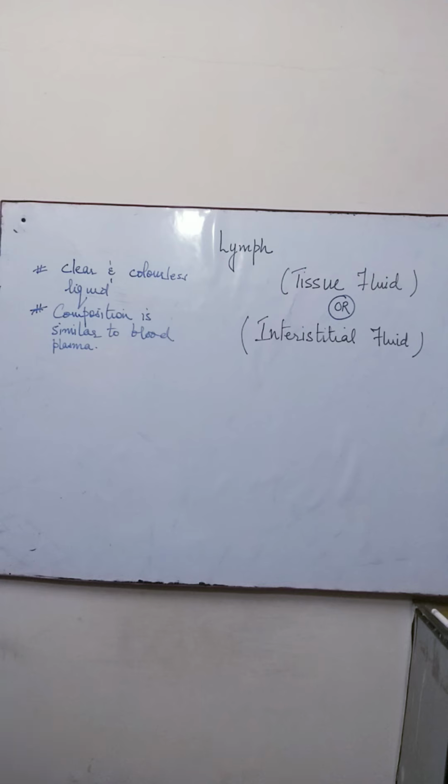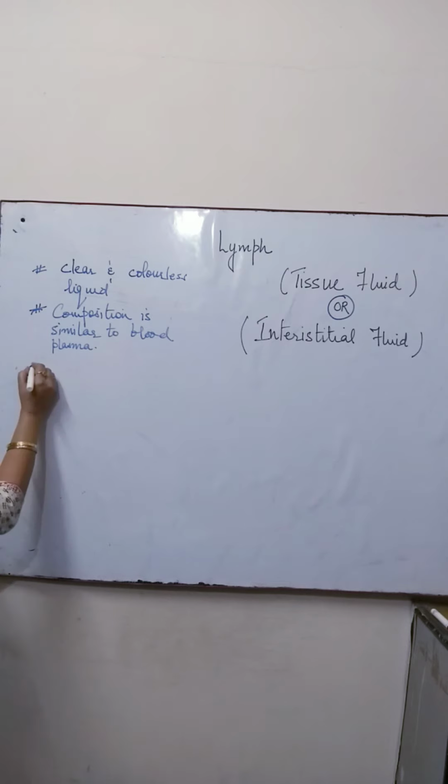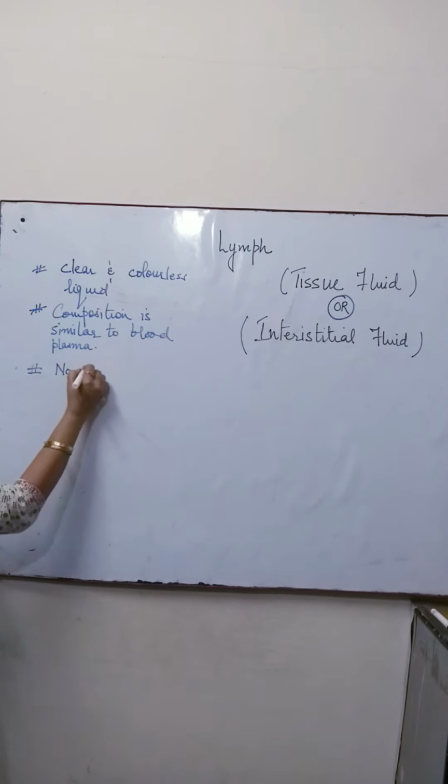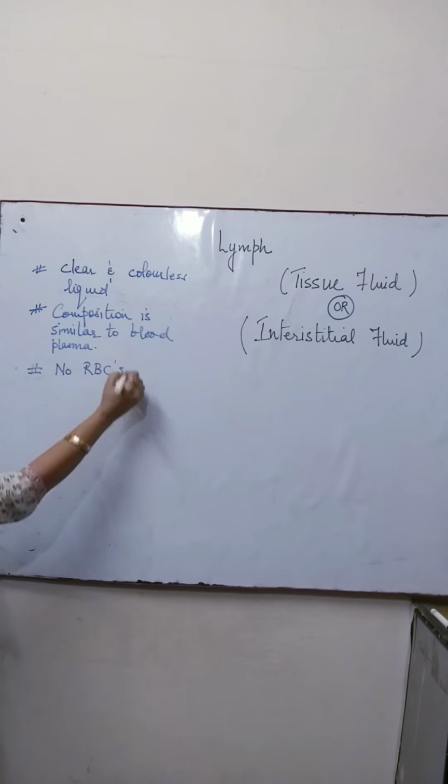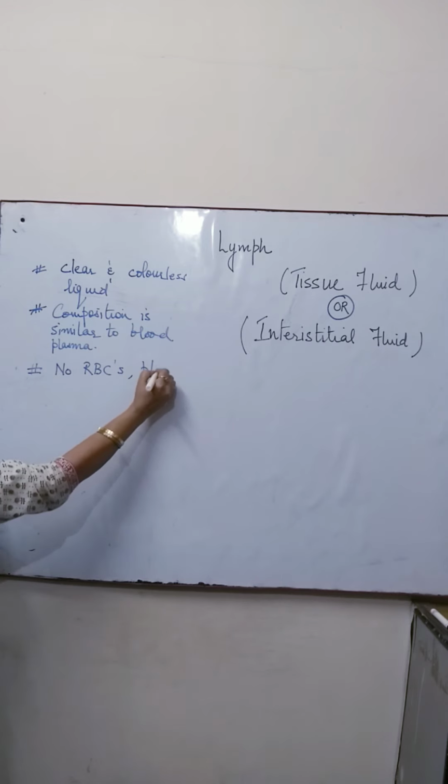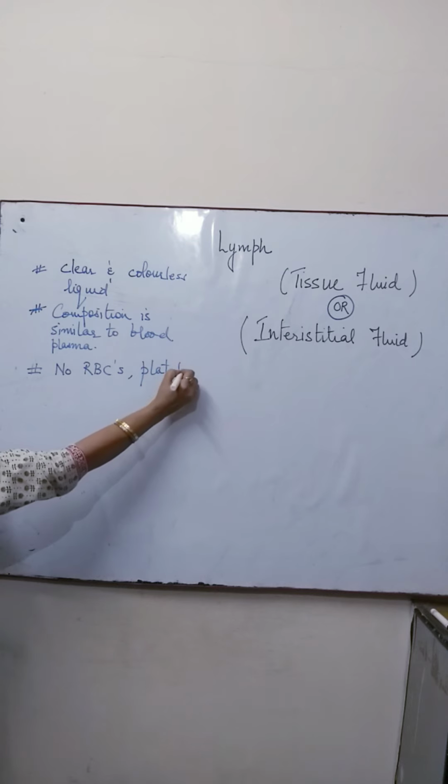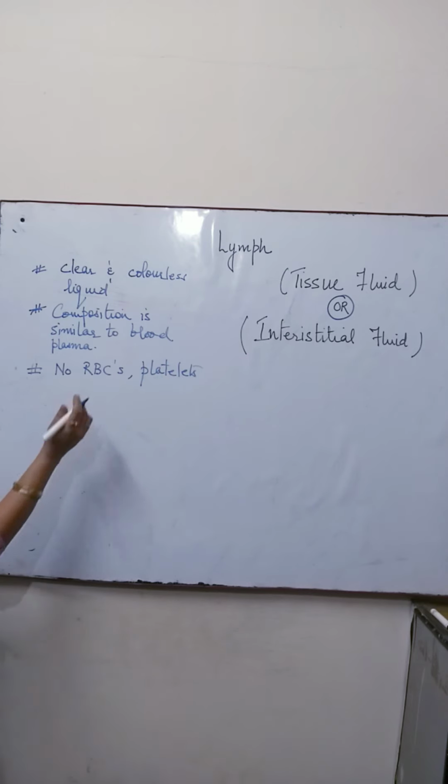And one of the important things is, although it is similar in composition to blood plasma, the percentage of protein found in the lymph is quite less than that of the blood plasma. So the amount of protein will be less as compared to the plasma. Also, there are no RBCs present in the lymph, and no platelets.